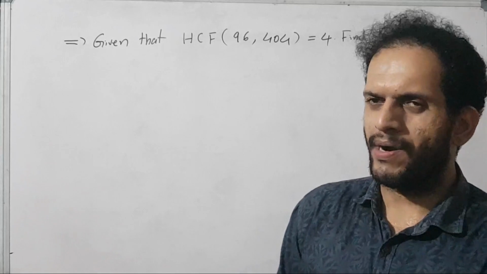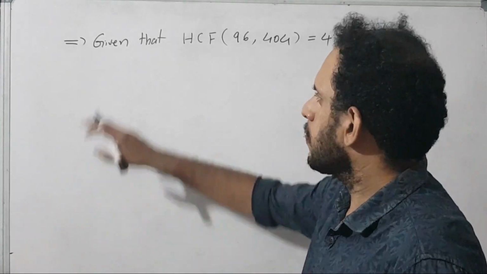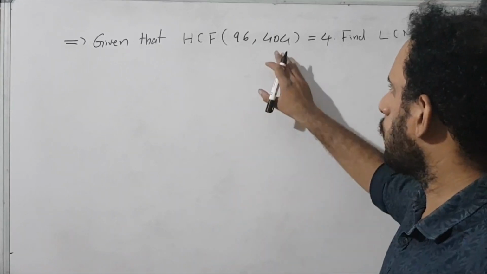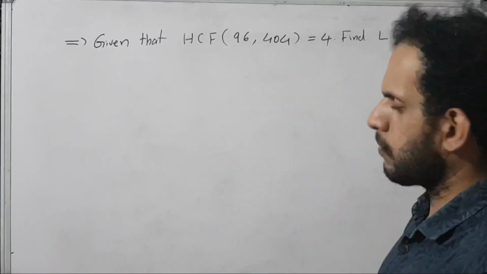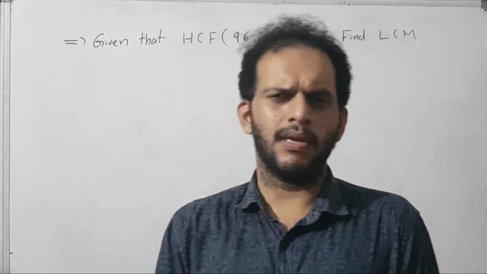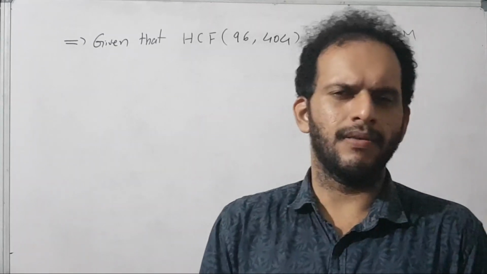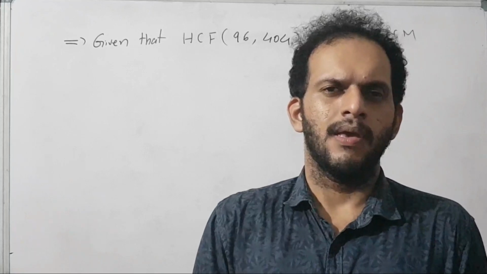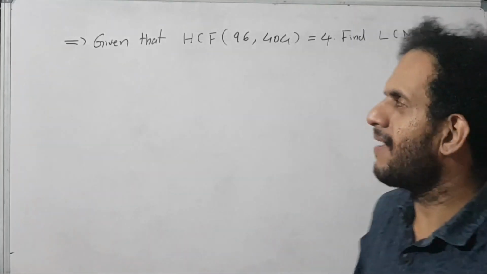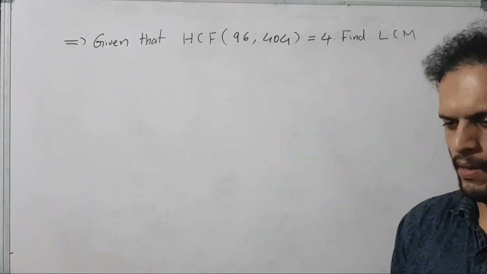Okay, so what is the question? The question is like this. Given that HCF of 96 and 404 is equal to 4, find LCM. Okay, the question is very easy, very simple, correct? What is given? HCF of two numbers is given, and we want to find the LCM of the numbers.